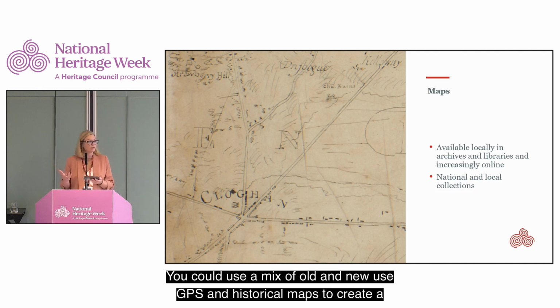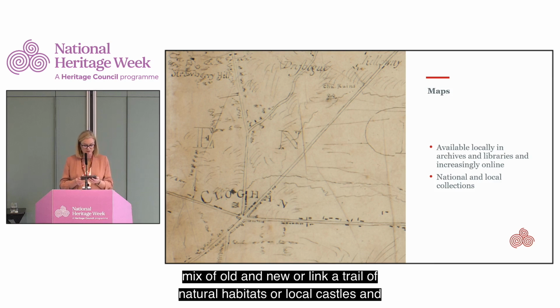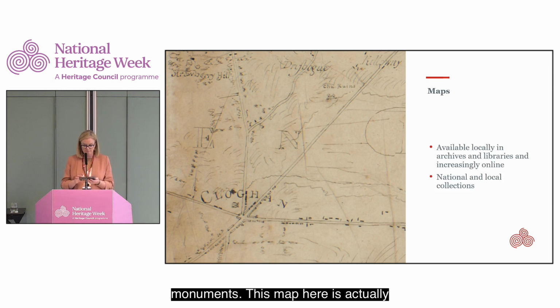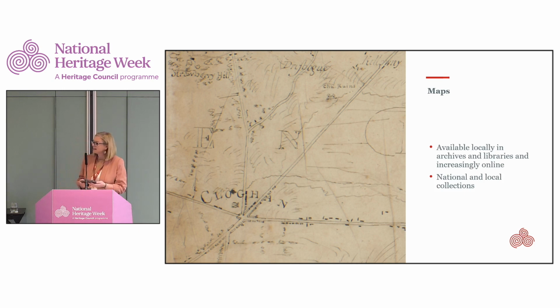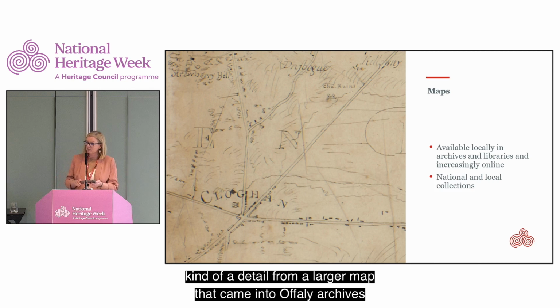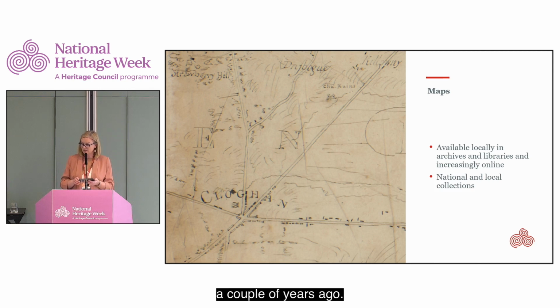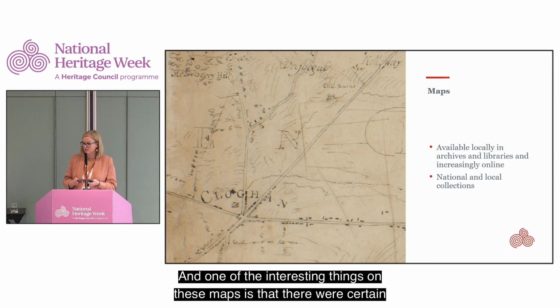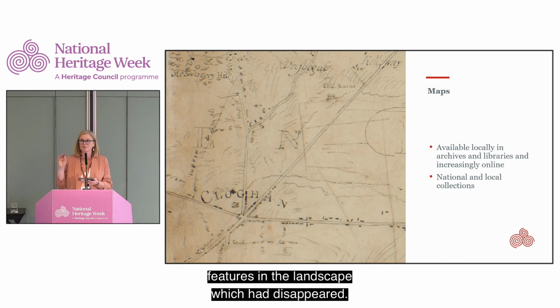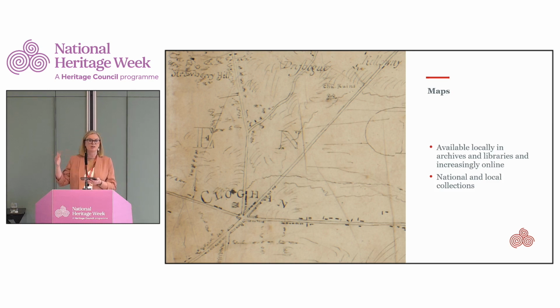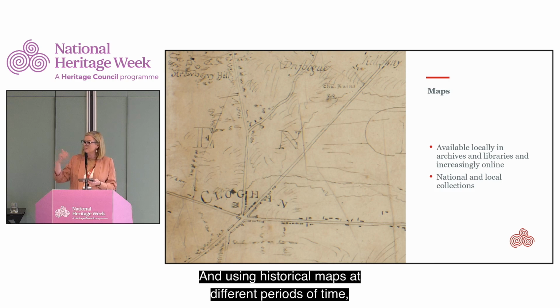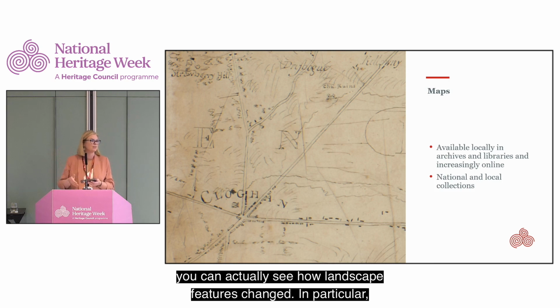You can use GPS and historical maps to create a mix of old and new, or link a trail of natural habitats or local castles or monuments. This map here is actually a detail from a larger map that came into Offaly Archives a couple of years ago. And one of the interesting things on these maps is that there were certain features in the landscape which had disappeared. So using historical maps at different periods of time, you can actually see how landscape features change.